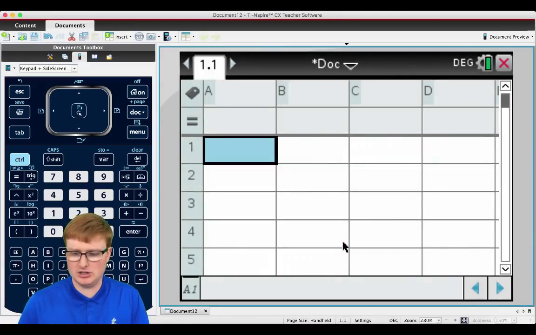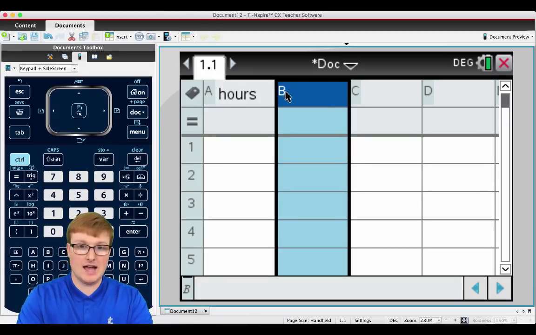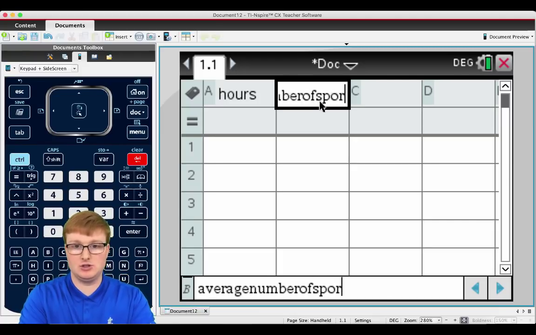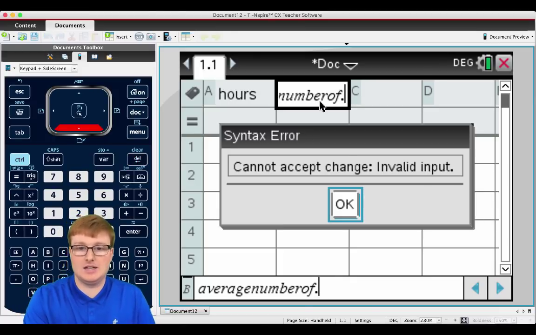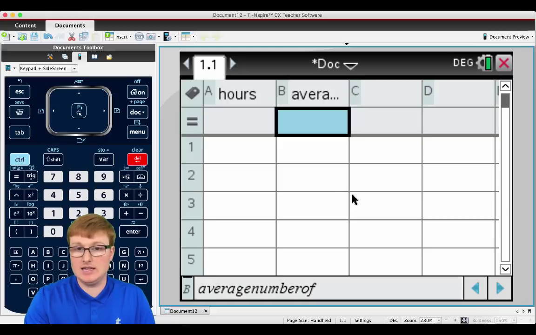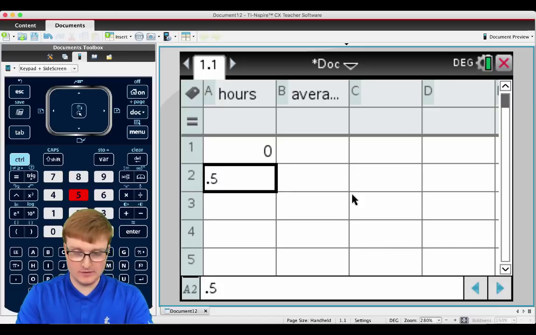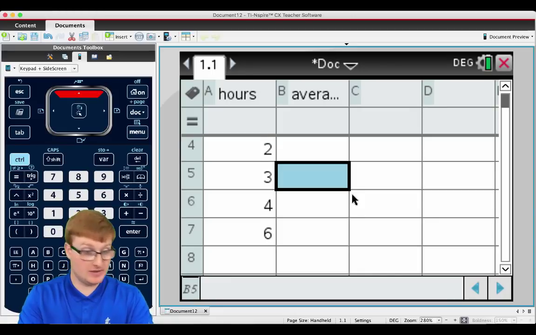Go to your graphing calculator, go to your lists and spreadsheets, and I'm going to list these. So this is hours, also called X. Of course, they can't accept that because there's parentheses in there. So I'm going to call these hours. You can call it whatever you want. And this is the average number of spores. I could do that because I have a keyboard. So you might just have to type in X and Y. So this is 0, 0.5, 1, 2, 3, 4, 6. Be careful with that one.